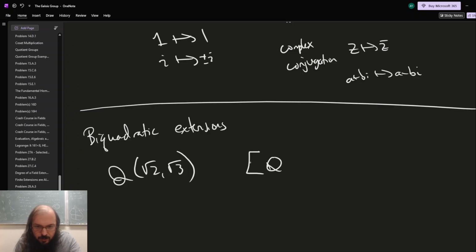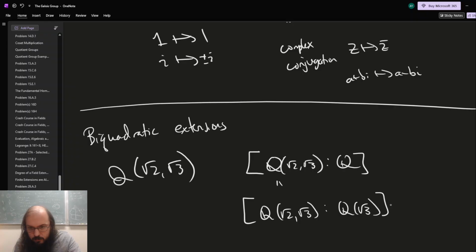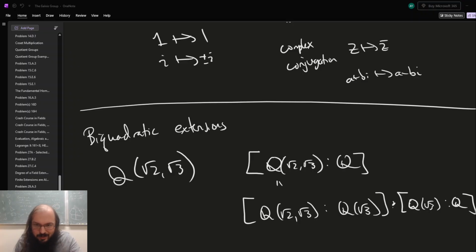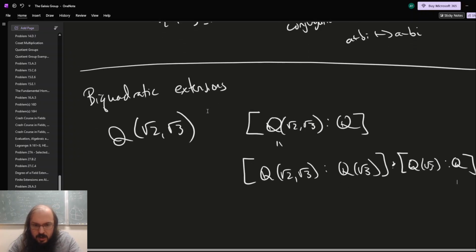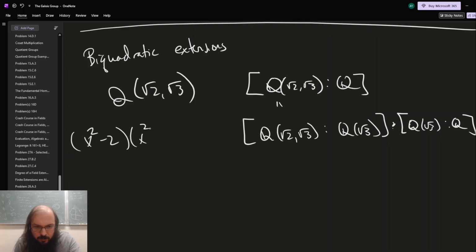I can say, if I have this guy, the degree over Q is equal by the tower rule to what you get over just one of them, and then times what you get over the other. I think you can also probably see this pretty directly at this point. In any case, we can come up with a polynomial for which this is the root field. There's no requirement that we do this in an irreducible sort of way. So let's cheat a little bit and take a reducible one, like so.